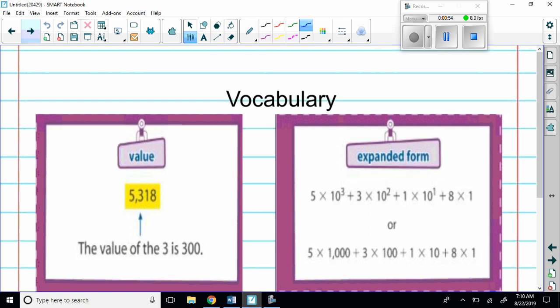Our next vocabulary term is expanded form. You'll notice in expanded form, in one of the examples, it shows exponents to help show numbers like 1,000 and 110. And then below, it is written in just regular number form. So these examples show how we're breaking a number apart by its place value.